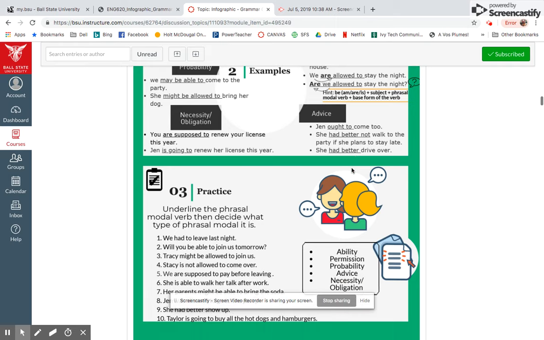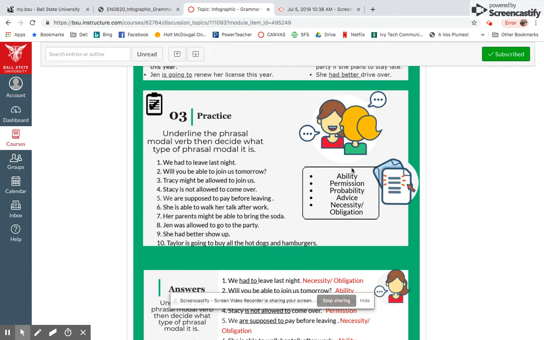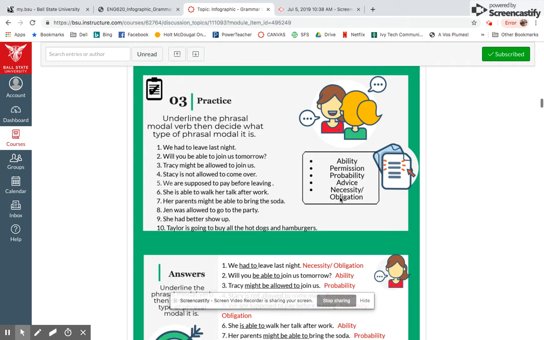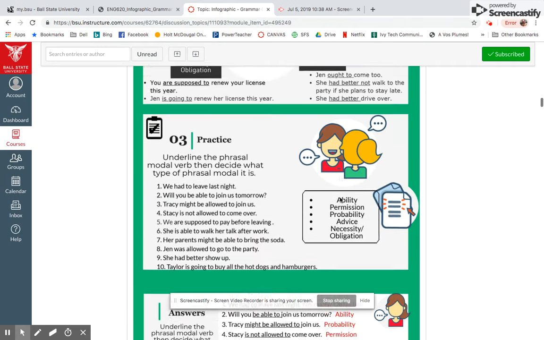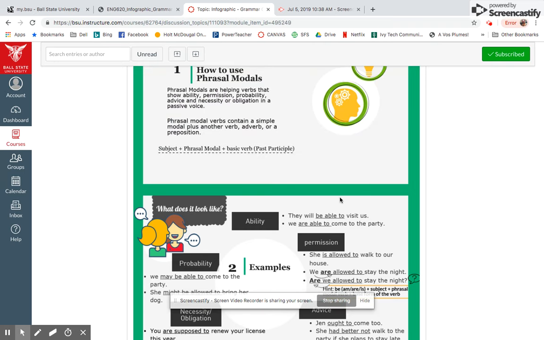And additionally, I like your practice because it is more complex than just simply underlining a phrasal model. You have to also say which of the functions it also applies, and I liked that you incorporated the answers so that the learner can follow and check what they did. So good job. I will use yours in consideration of how to modify mine as well.